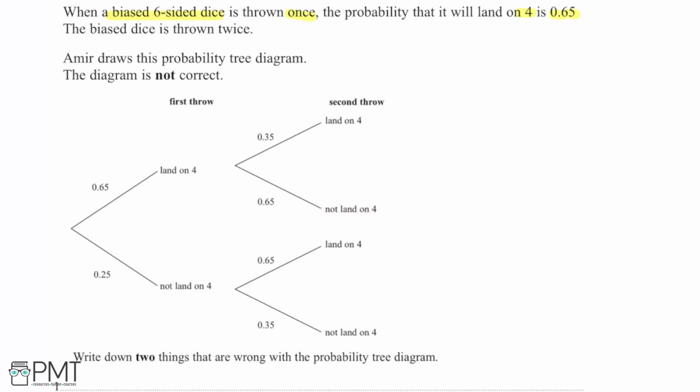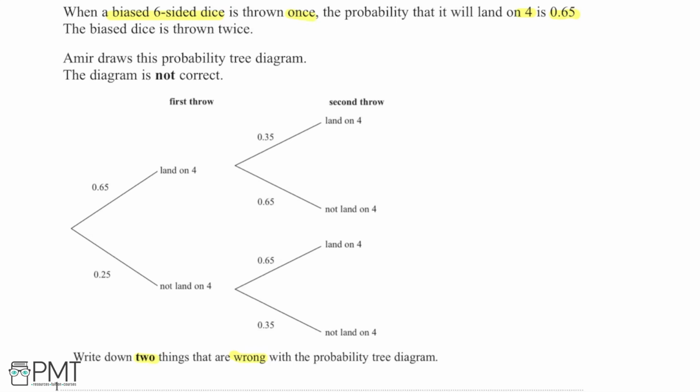And with this information in this tree diagram, we're asked to write down 2 things that are wrong with the probability tree diagram. So especially when it comes to tree diagrams, I feel like a good place to start is going to be looking at what the probabilities sum to. In each section of the tree diagram, on each throw, the probability of it landing on a 4 and not landing on a 4 need to sum to 1, as these are the only 2 outcomes that can happen.